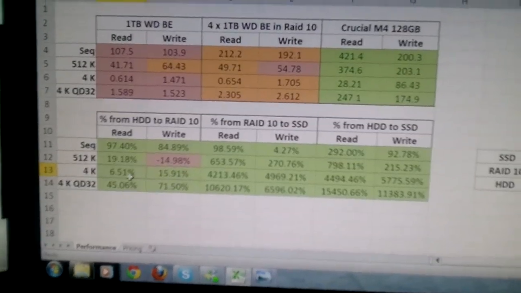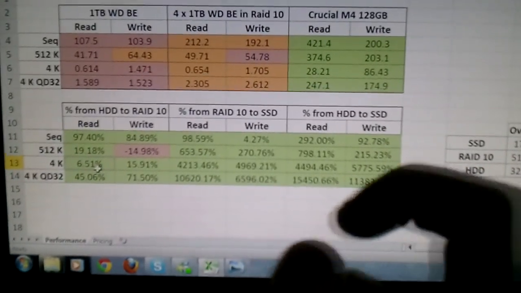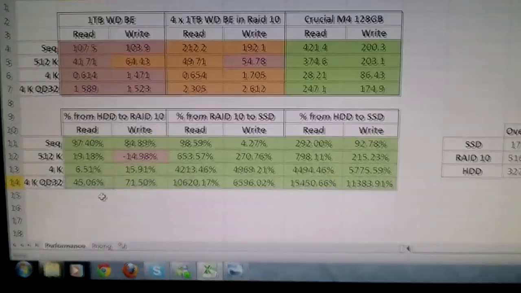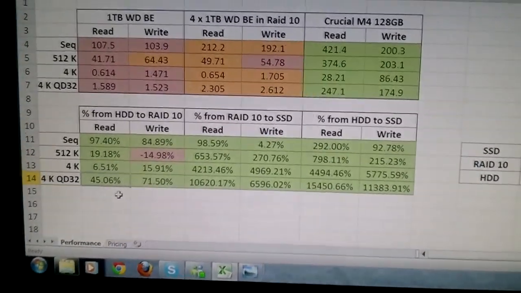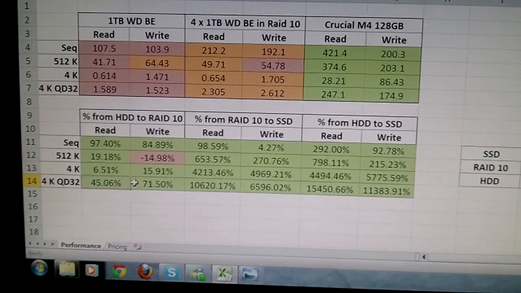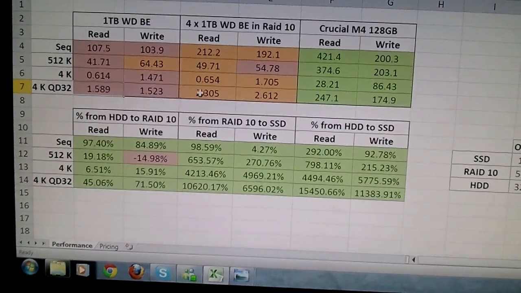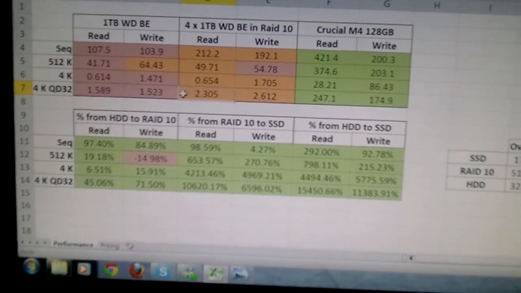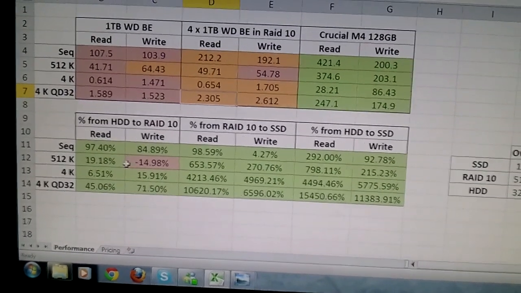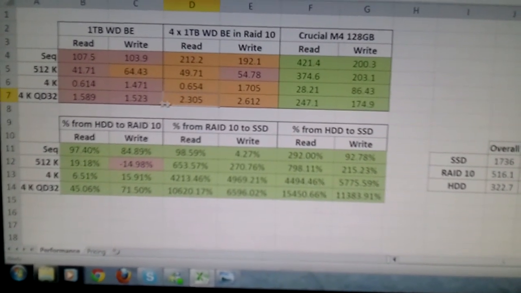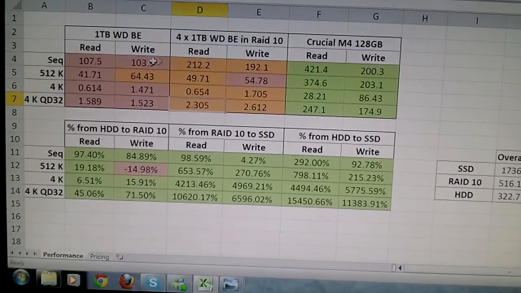Same for 4K. 4K is really small chunks, and 4K Q-Depth 32 is the same thing, very small. So there was a 45% and 71% increase over here, but the reads were only like 1.5 and 2 megs, so 0.5 of a meg is like 45%, oh my god. So not much of a difference in most of them, except for the sequential.